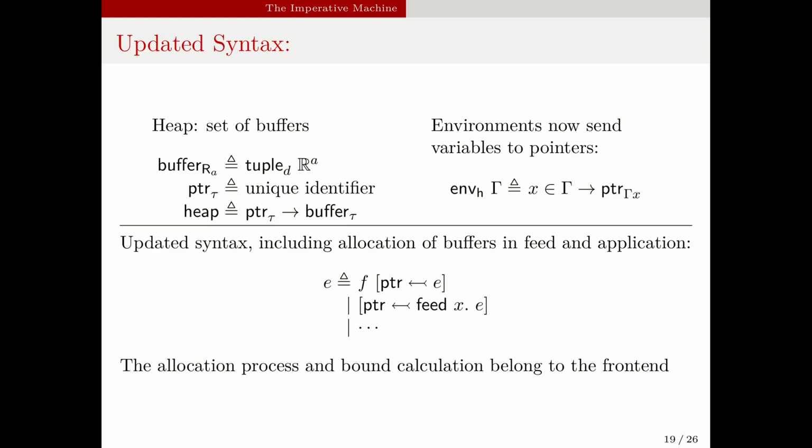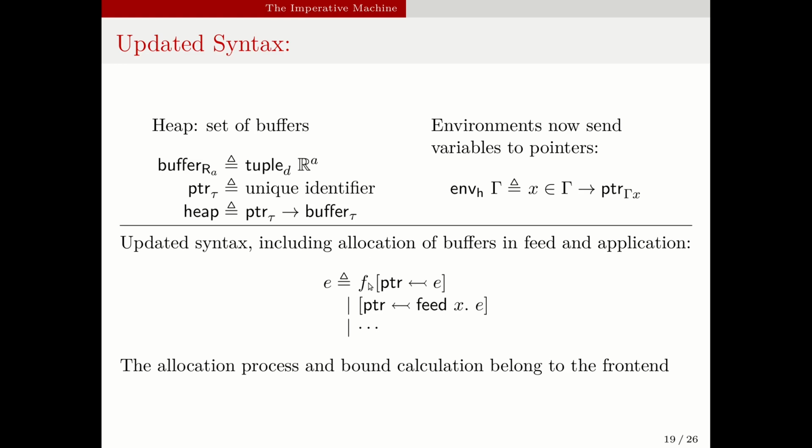In order to implement this, we need to modify a few things. For example, our environments now are going to be maps from variables to pointers to the heap. The heap is going to store a buffer of D values for a particular buffer. It's going to store the number of values used of the corresponding type, and then the heap is just a map from pointers of type tau to well-typed buffers, similar to OCaml arrays.